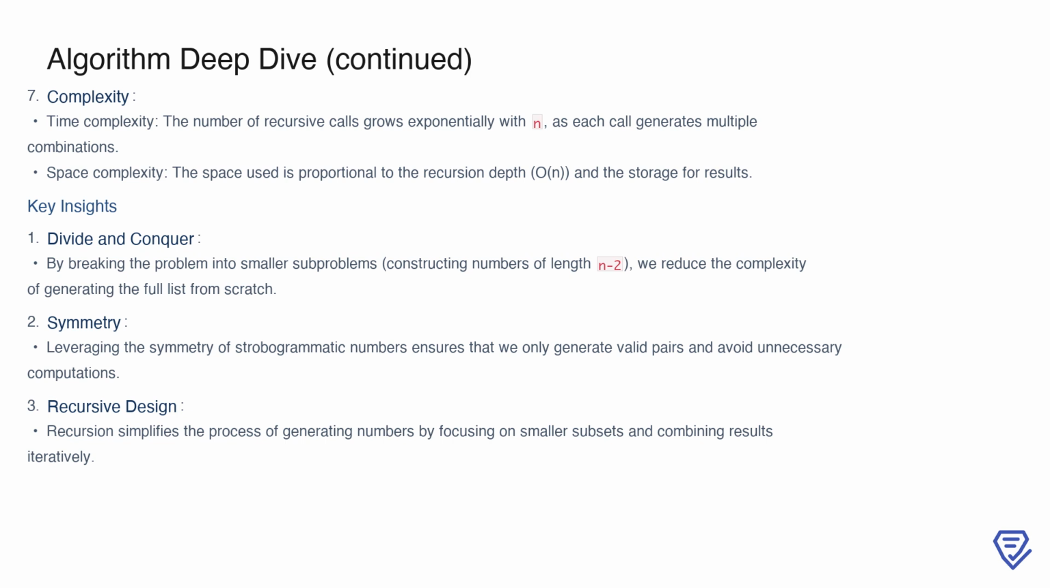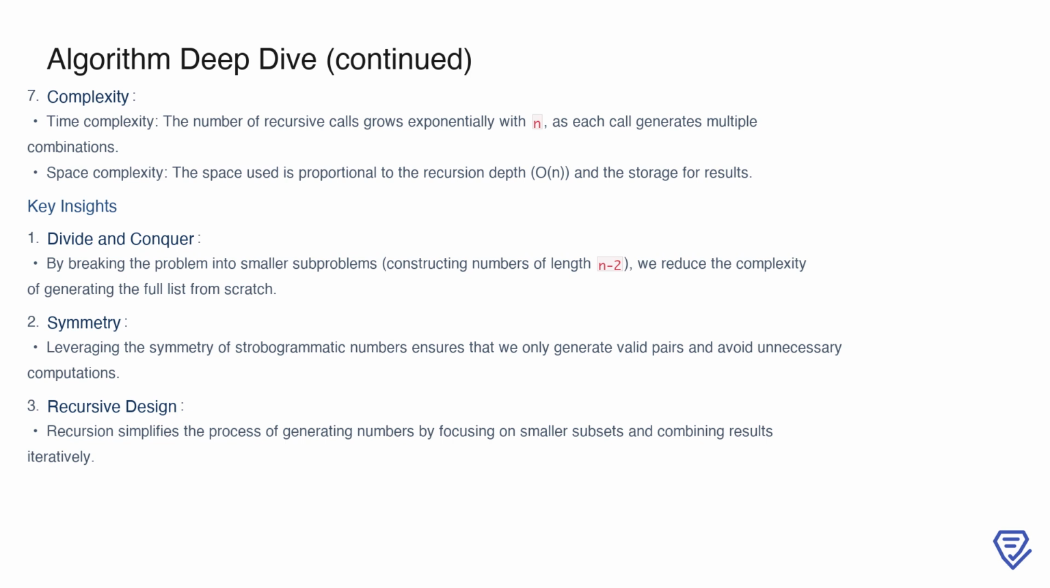Key insights for this problem include the divide and conquer technique, where we break the problem into smaller subproblems by focusing on numbers of length n-2. This reduces the complexity compared to generating numbers from scratch. Symmetry is another important concept, as it allows us to leverage the mirrored nature of strobogrammatic numbers to avoid redundant computations. Finally, recursion itself simplifies the process, letting us focus on smaller subsets and iteratively combining results to form the complete solution.